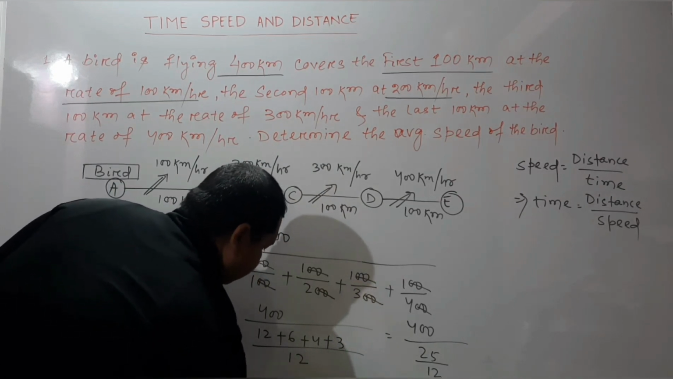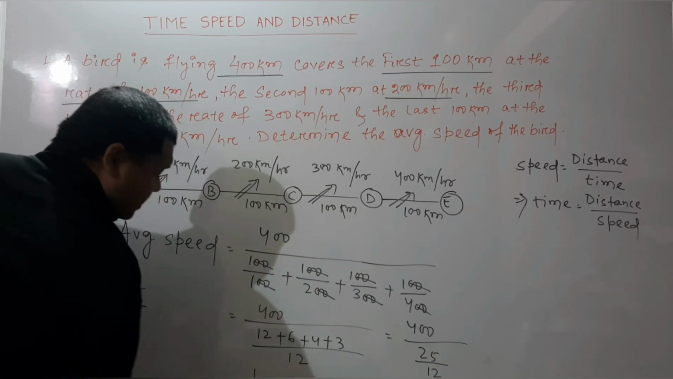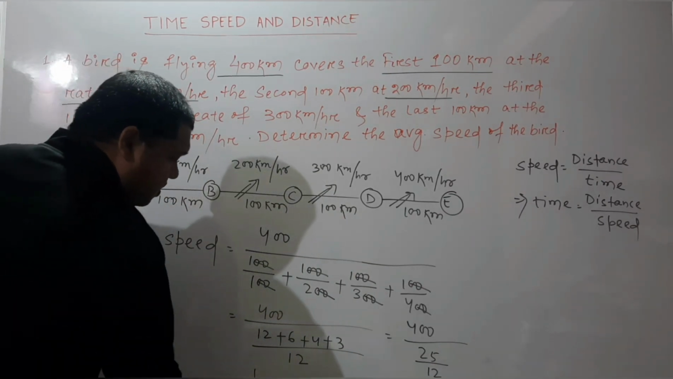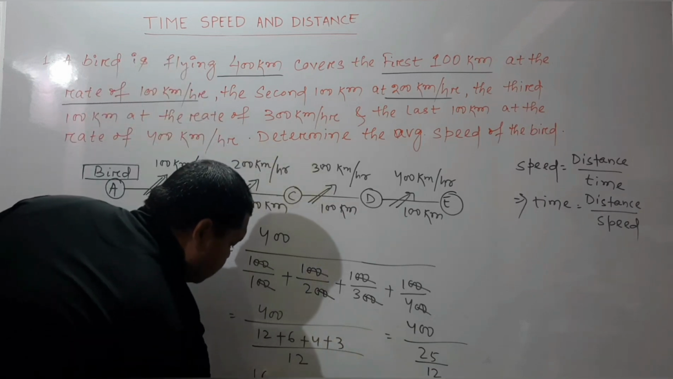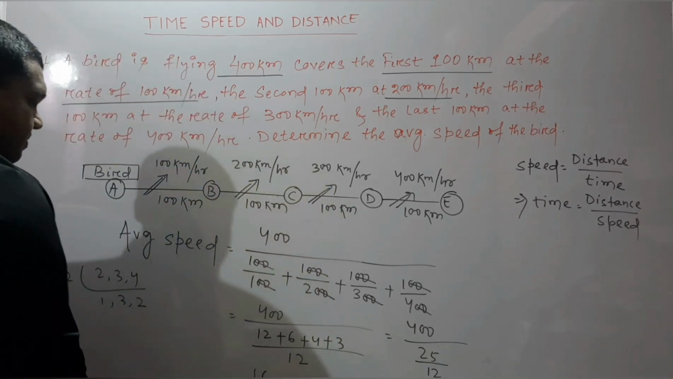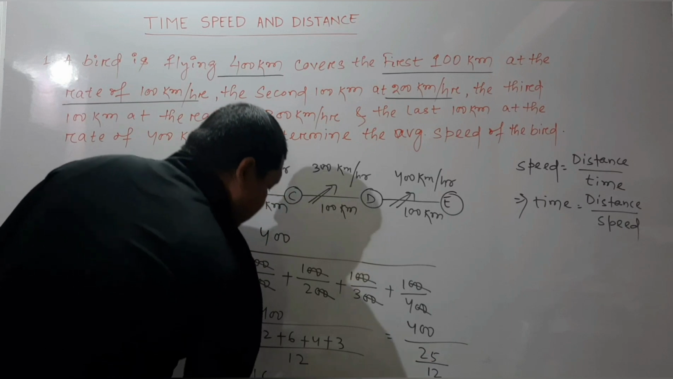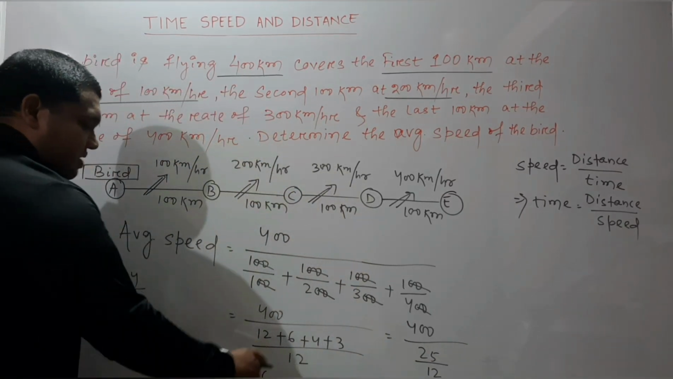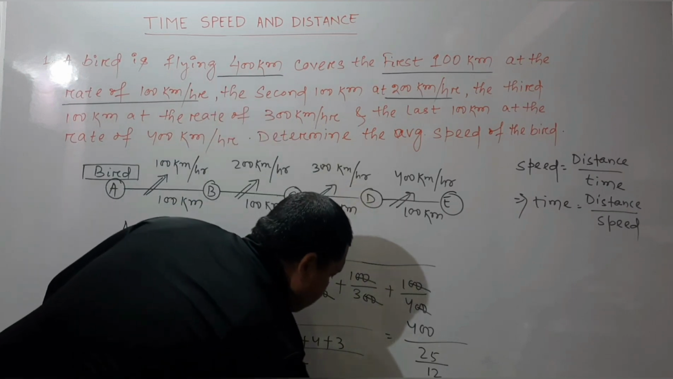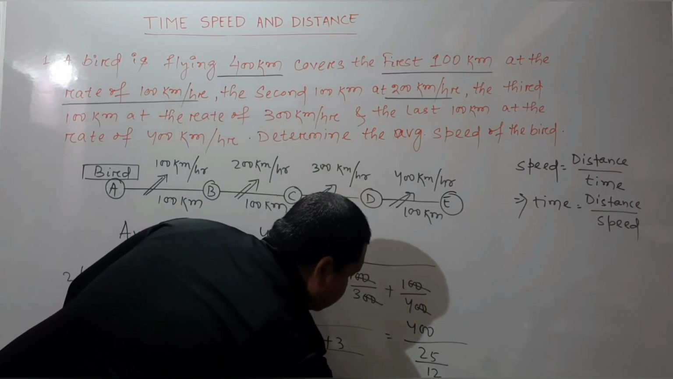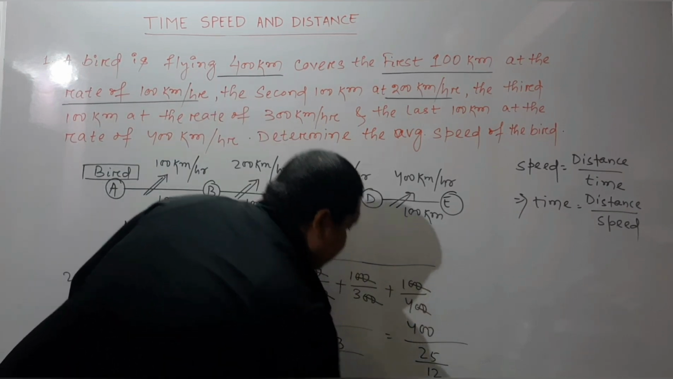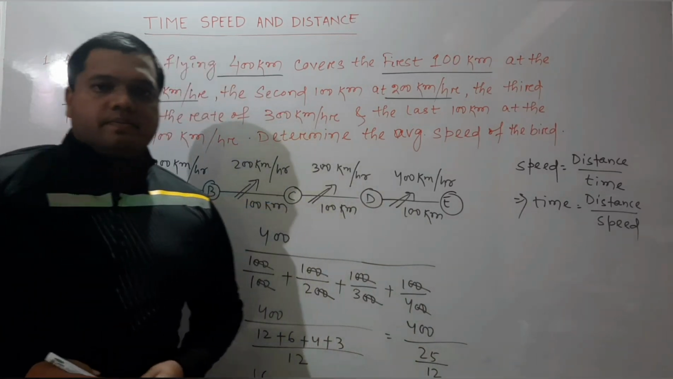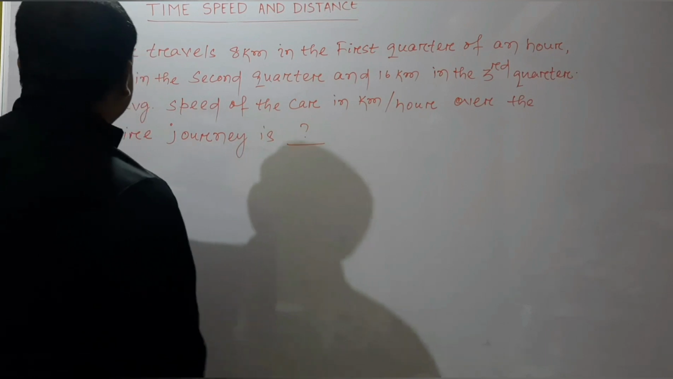Now 25 into 1 is 25, remainder is 15. So 150, then 25 into 6 is 400. Now 16 into 12, 16 into 10, 160, and 16 into 2, 32. So 160 plus 32, this is 192 kilometer per hour. So here the average speed is 192 kilometer per hour.